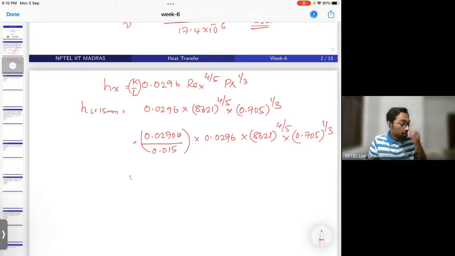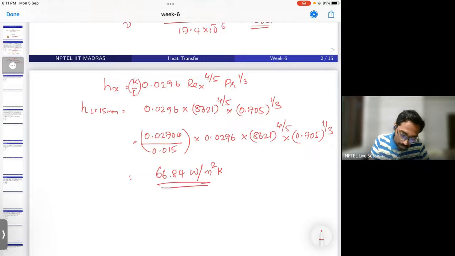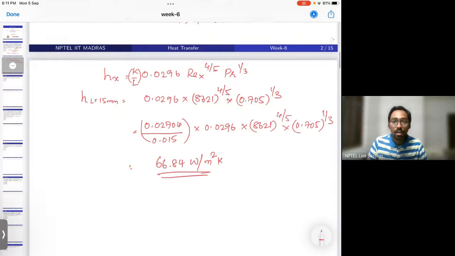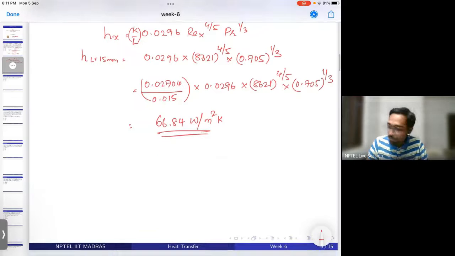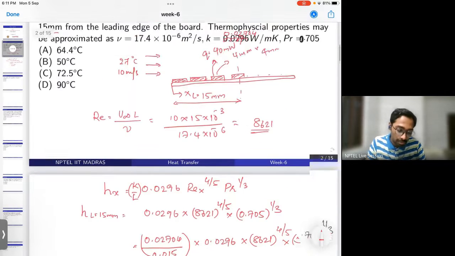So this is the heat transfer coefficient at x equal to 15 mm, or at the fourth printed circuit, or at the fourth device. So this will come out to be around 56.84 watts per meter square Kelvin. Okay, you can do the calculation, and if there is any mistake, you can just put it in the discussion forum, so I will look into it if there is any calculation mistake. So this is the local heat transfer coefficient at this location.